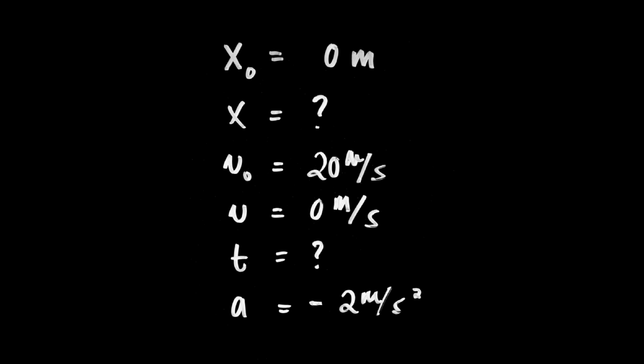Do I know the initial velocity of the car? Well, yeah, it's given in the problem. That's explicit information. A car is traveling at 20 meters per second at the start of the problem, and so that's the initial velocity, 20 meters per second.